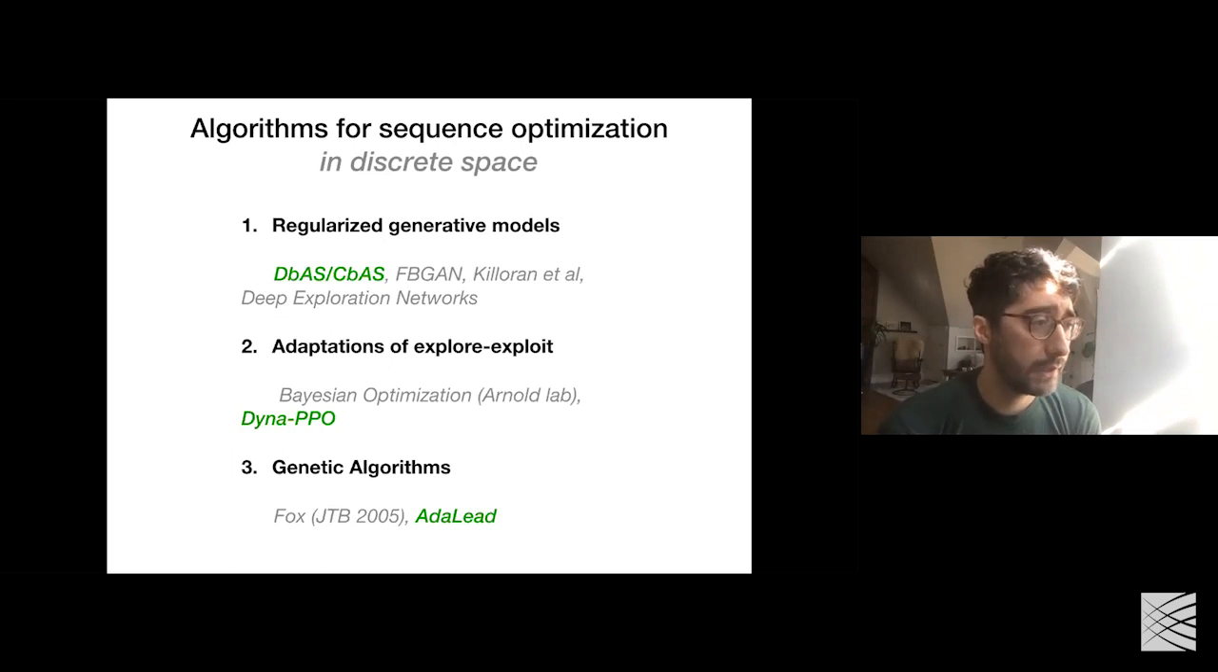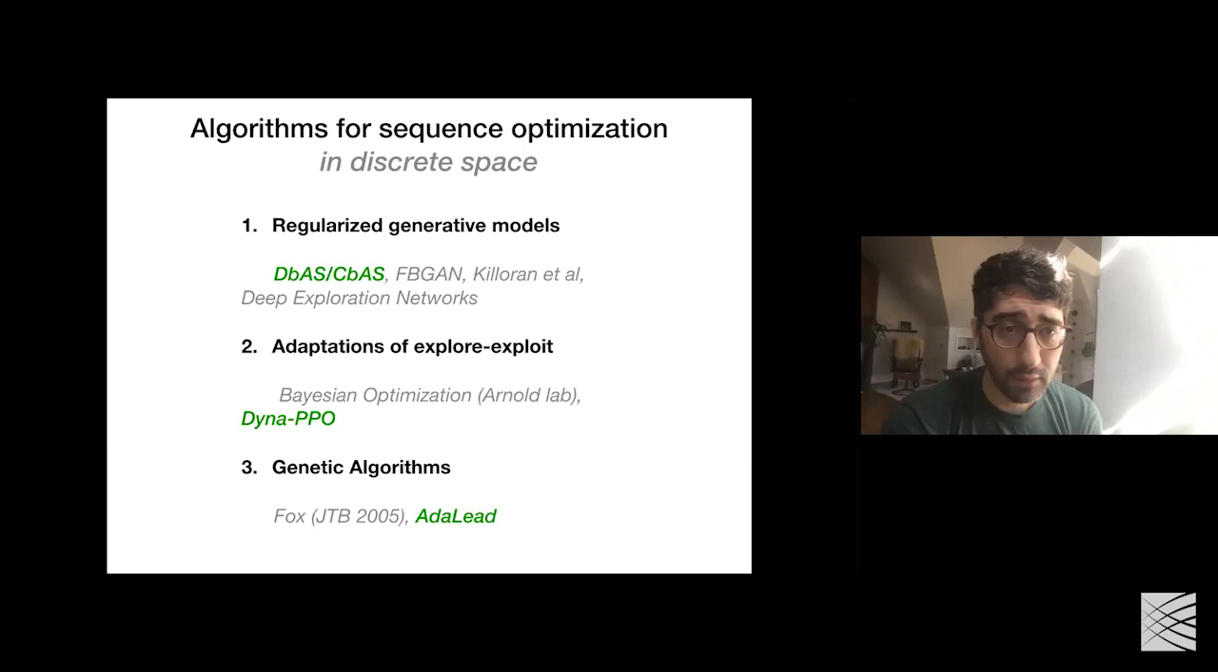There's this paper by Killeran et al. That was one of the early ones that were interesting from Brendan Frey's group. And more recently, there's been deep exploration networks from Sergey Levine's lab. As a representative, I'll just mention CBAS and DBAS today in a little bit more detail.